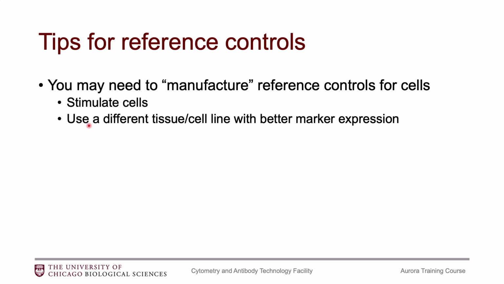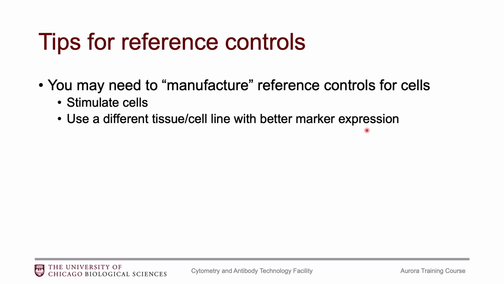Maybe you need to use a different tissue or cell line that has higher marker expression. That also means if you are using a different tissue or cell line for any other reason for your reference controls, you need to be aware of the level of expression of your marker on that tissue compared to your actual sample. Because if it is a lower expression than your actual sample, it's going to be a problem.